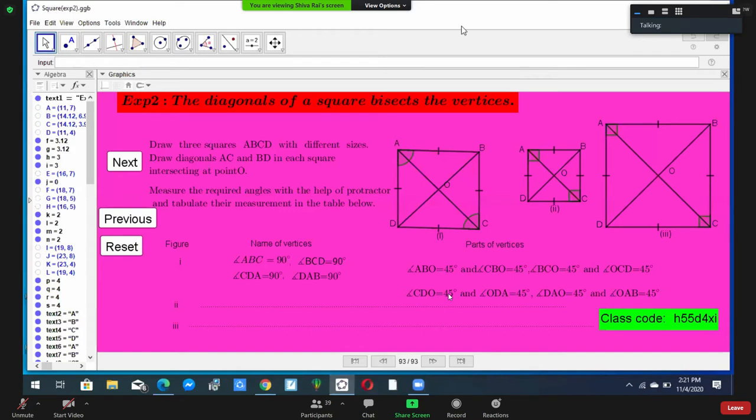Do it immediately. And here, if you measure the vertices, ABC you will get 90 degrees, BCD also you will get 90 degrees, CDA also you will get 90 degrees, DAB also you will get 90 degrees. Otherwise, the figure is not a square. Already you know the properties of a square. You have learned in junior class also. These things are not new. And now parts of vertices. Okay, you look at parts of vertices.